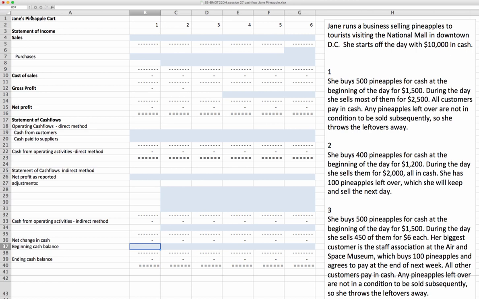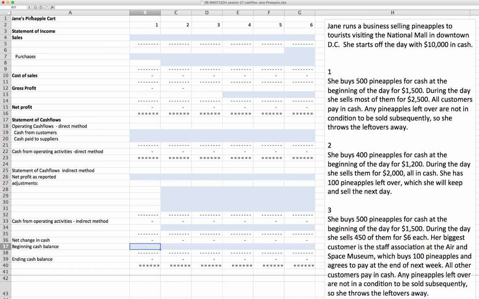So let's look at the case of Jane, who runs a pineapple business in downtown DC, selling pineapples to tourists on the National Mall. And she starts off the day, we're told, with $10,000 in cash. She buys 500 pineapples for cash at the beginning of the day for $1,500. During the day she sells most of them for $2,500. All customers pay in cash, and any pineapples left over are not in a condition to be sold subsequently, and so she throws the leftovers away.